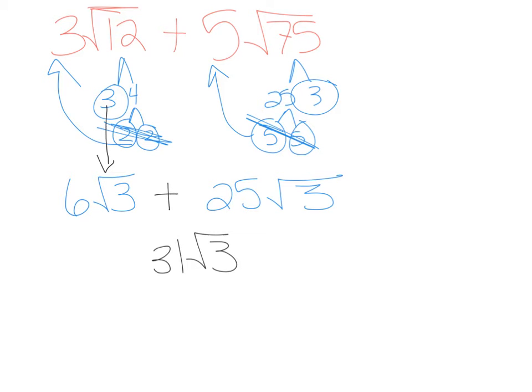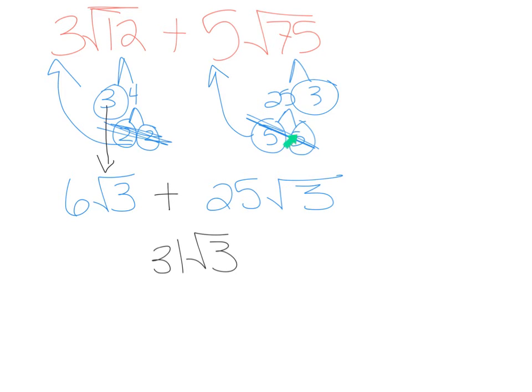This is example 2 off the packet. As you can see, our radicals are not simplified. 12 can be broken down, so I did a factor tree. And 75 can be broken down, so I did a factor tree. My pairs that could come out were a pair of 2's, but remember that I had a 3 outside, so I have to multiply those. 2 times 3 is 6, and I put my leftover 3 inside the radical.